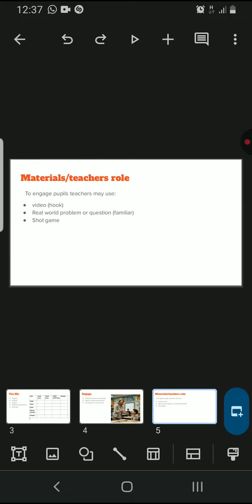One, we need to have engaging materials. For instance, we can have a hook video, a real-world problem or question or scenario, and this scenario should be familiar to the child whom we are teaching. We can also start engagement stage with a short game.